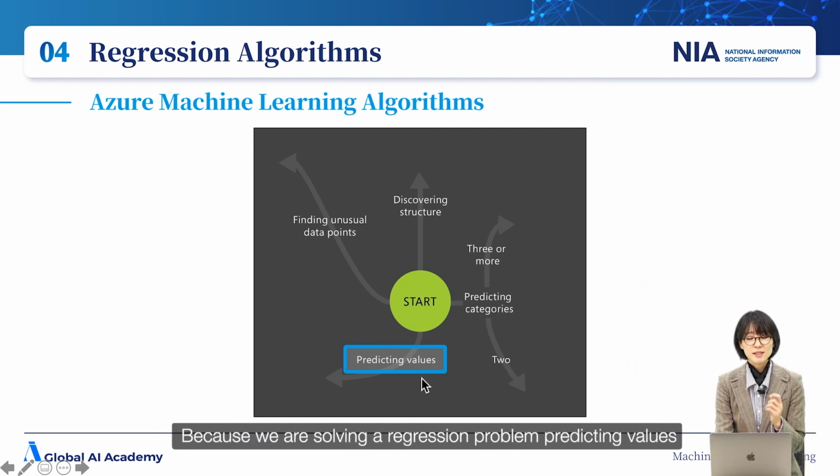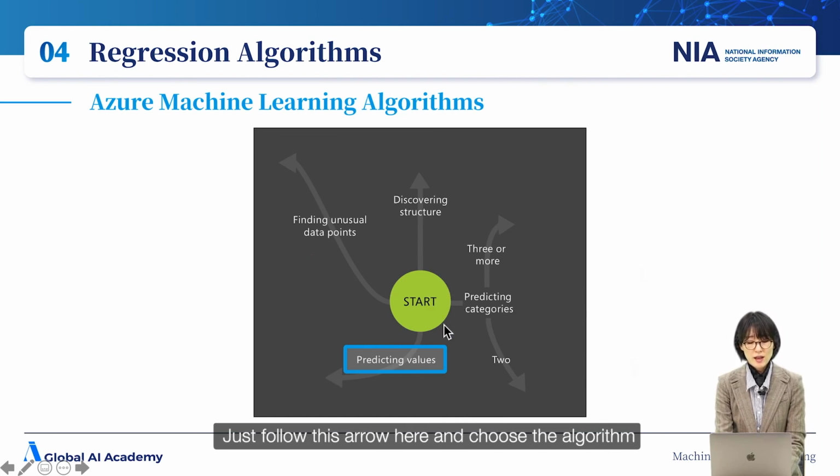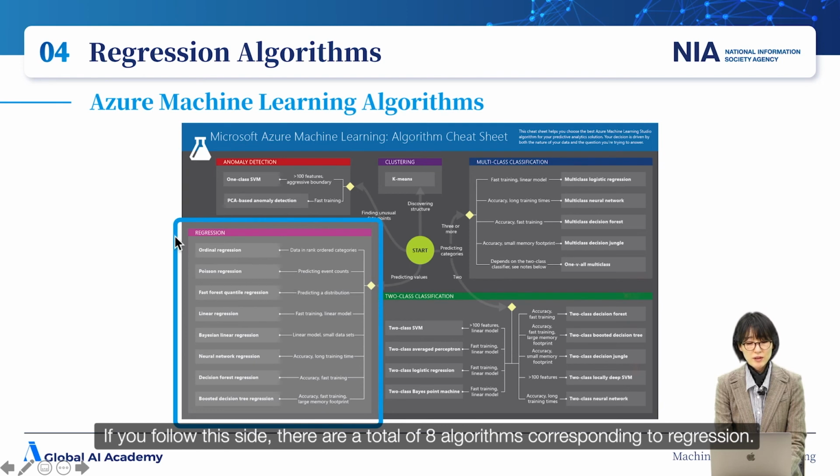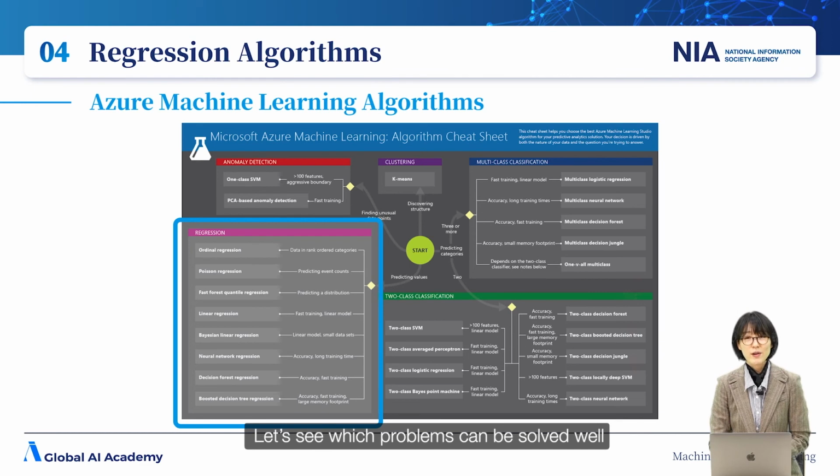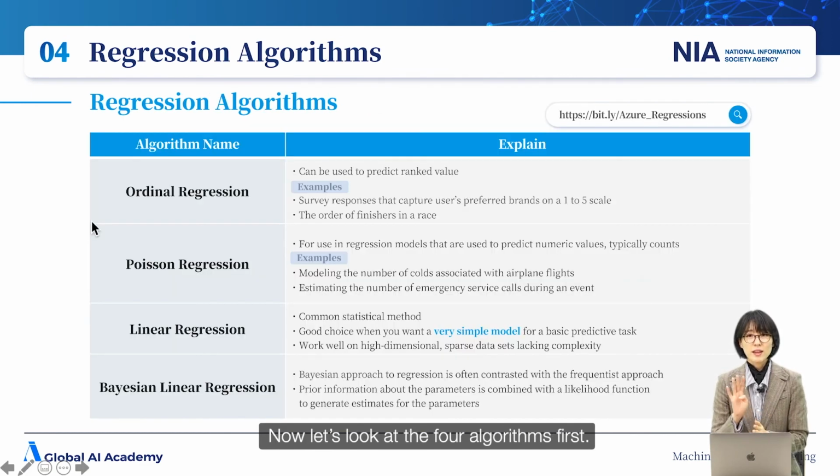Because we are solving a regression problem predicting values, just follow this arrow here and choose the algorithm. If you follow this side, there are a total of 8 algorithms corresponding to regression. What is the difference between each of these 8? Let's see which problems can be solved well. Now let's look at the 4 algorithms first.